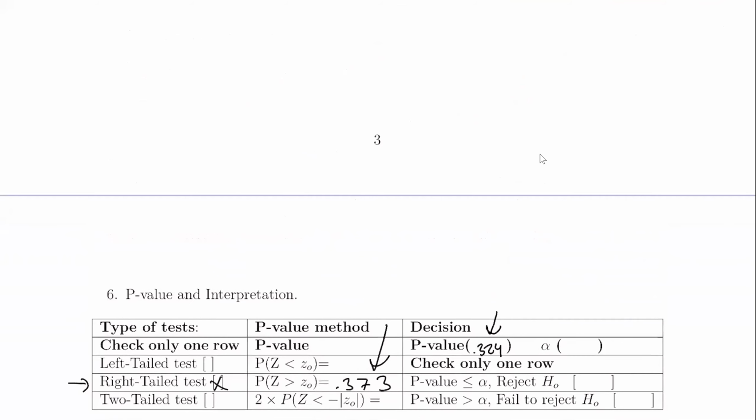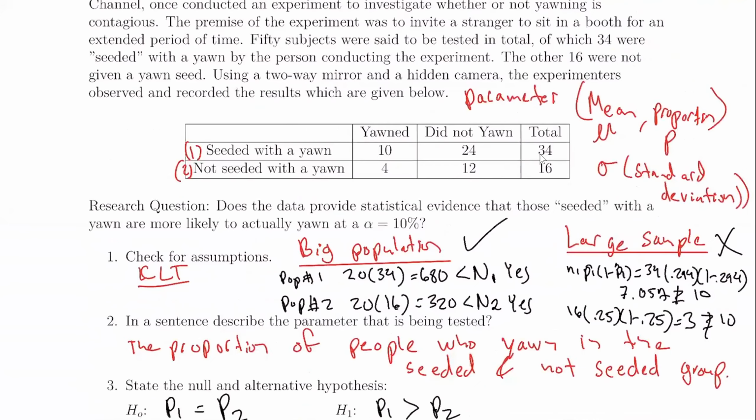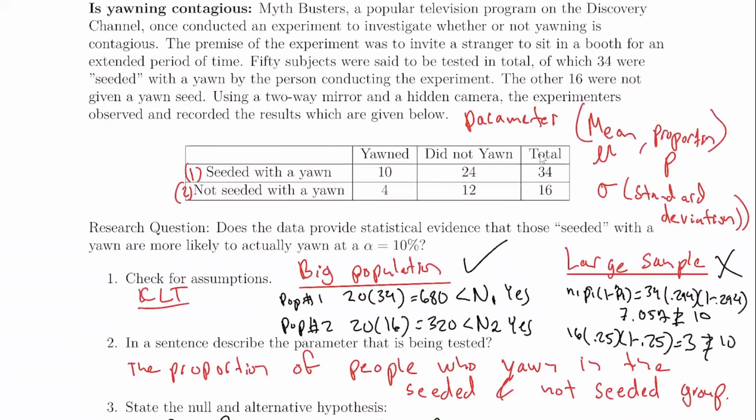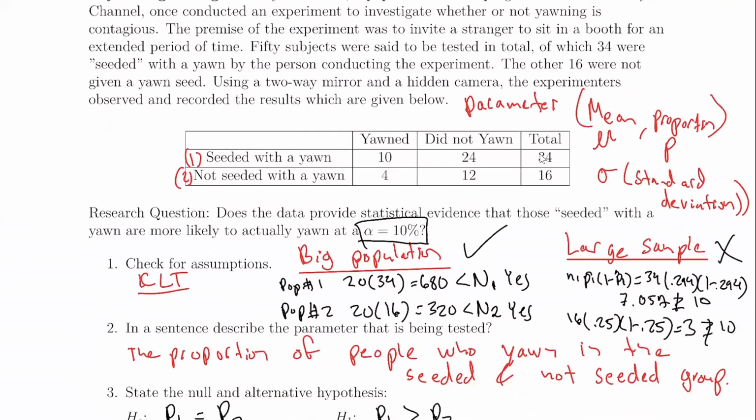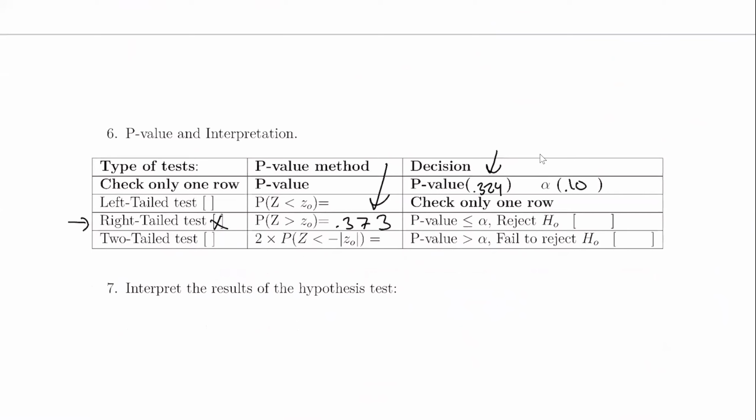So let me go back and let's go find the alpha. If you look for the alpha, we chose this to be, oh, here goes the alpha. Alpha was 10%, so we'll say 0.10. So which one is bigger, p-value or alpha? Oh, p-value. Since p-value is bigger, we select this one.